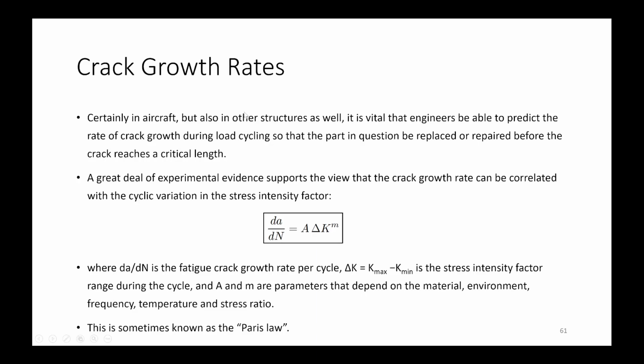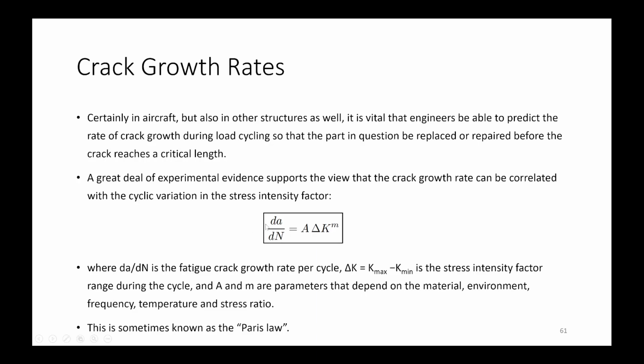Next is crack growth rates. In aircraft, but also in other structures as well, it is vital that engineers be able to predict the rate of crack growth during load cycling so that the part in question can be replaced or repaired before the crack reaches a critical length. A great deal of experimental evidence supports the view that the crack growth rate can be correlated with the cyclic variation in the stress intensity factor.